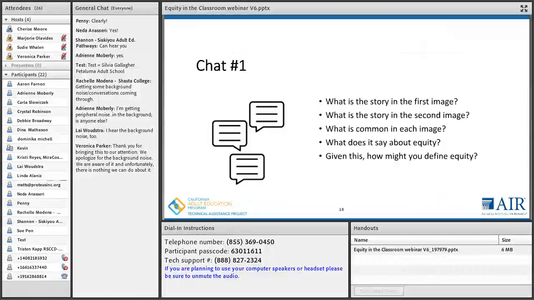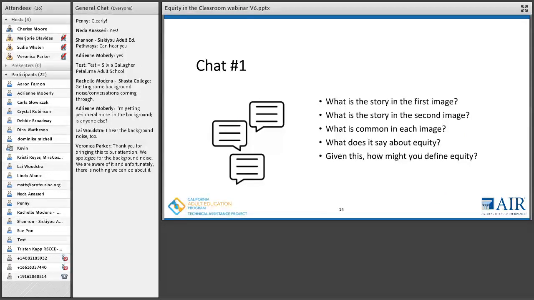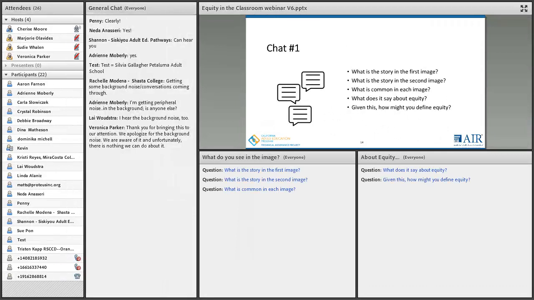So here we are with our first chat, and I'm going to ask you to think about what you just saw. What is the story that comes to mind for you with the first image, and what is the story that comes to mind for you with the second image? What's common in each image? That's for that first chat that you'll see there.